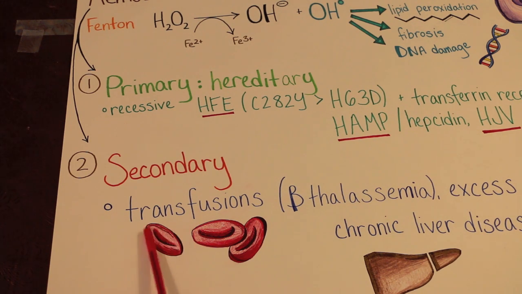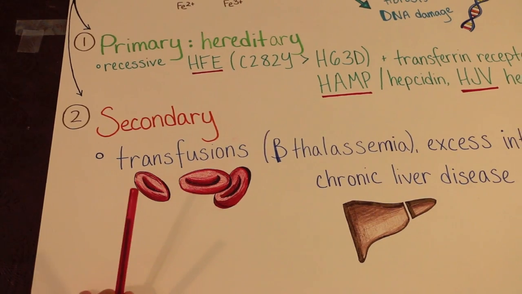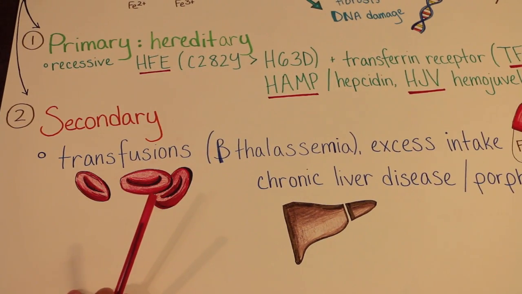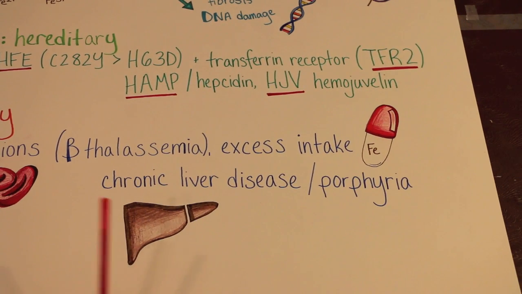Secondary hemochromatosis can be due to things like chronic blood transfusions, like a patient with beta thalassemia major that relies on blood transfusions, sickle cell, etc., or it can be due to excessive intake of iron, like dietary supplements, or some liver diseases like chronic liver disease and porphyria cutanea tarda.